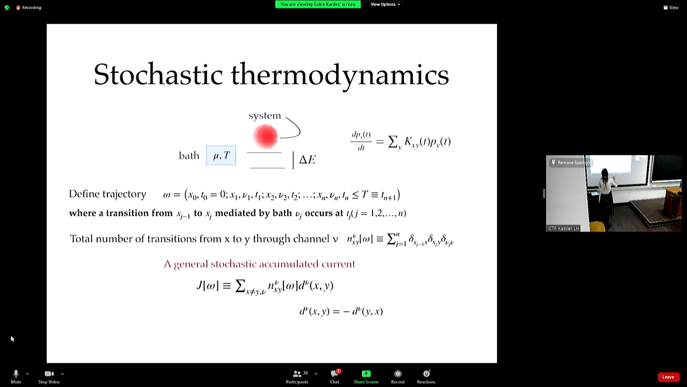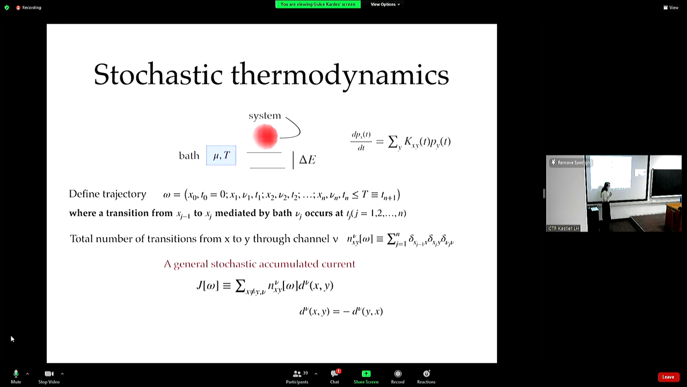Perfect. One thing we would like to express is the total number of transitions from one state to another that is induced by the coupling to some heat bath. Yesterday, we wrote it in this way. Does it make sense to everyone? We are using this Kronecker delta to keep track of the trajectory jumps. So this quantity encodes the total number of transitions from one state to another that is induced by some heat bath.